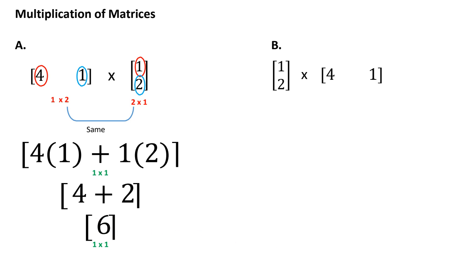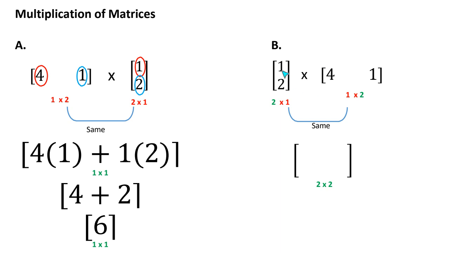Okay, let's look at B. Here I have 2 rows and 1 column, and 1 row and 2 columns. The inside numbers are the same. So that means that we can multiply. And the result will be a 2 by 2. So how are we going to do this?